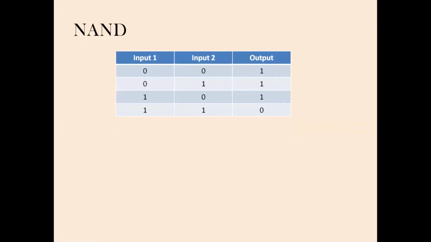Fine. See the second case. 0, 1, 1. So if any one input is on, the output remains on. So it is like an OR option, no? Option, correct? So option means what circuit we need to have in our mind? Yes, parallel.